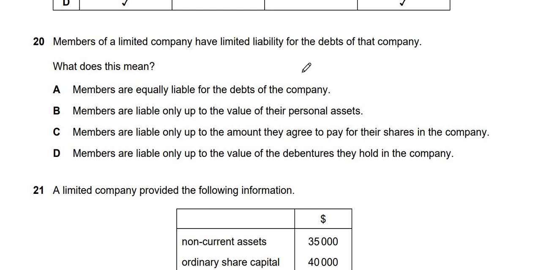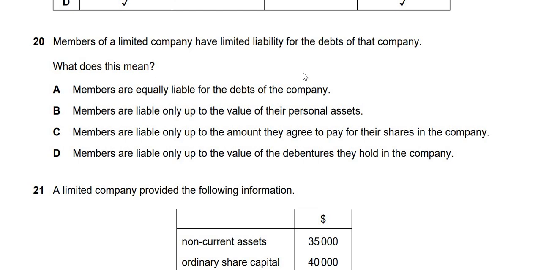Question number 20 says, members of a limited company have limited liability for the debts of that company. What does this mean? So look, members are equally liable for the debts of the company. Members are liable only up to the value of their personal assets. Members are liable only up to the amount they agreed to pay for their shares. Members are liable only up to the value of the debentures they hold in the company.